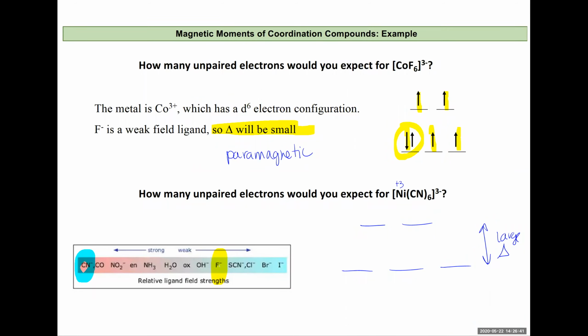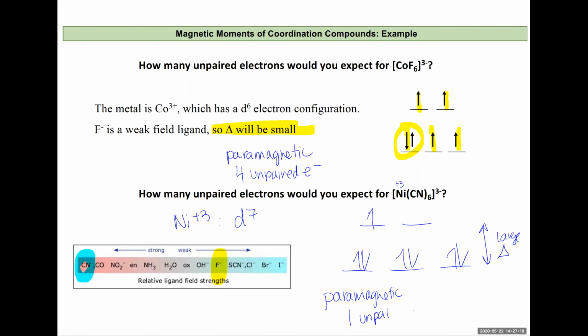So nickel +3 is a d7 electron configuration. And so I'm going to start by populating 1, 2, 3 electrons. And now I'm going to pair them up because I have a large gap, 4, 5, 6. And then I come in with my 7th at the top when there's no more space at my lower energy levels. So I'll have a paramagnetic compound again with 1 unpaired electron. So before we had 4 unpaired. Now we have 1 unpaired.